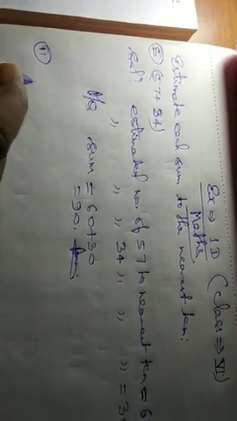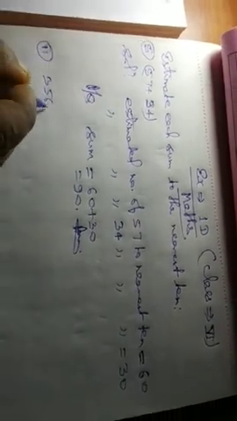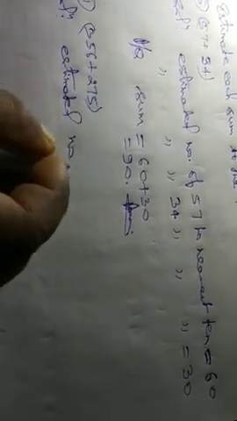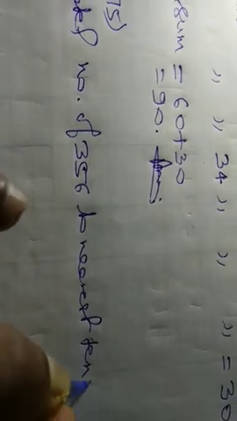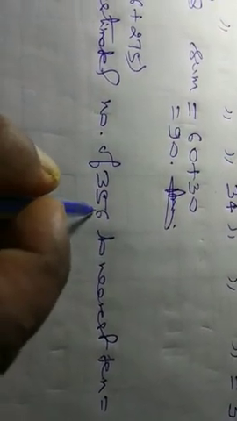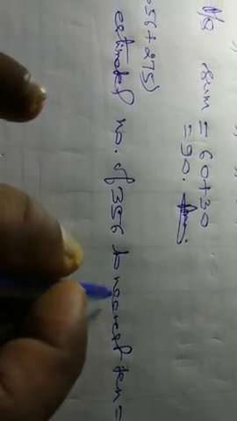Question number 11. 11 question is 356 plus 275. Solution is estimated number of 356 to the nearest 10 equal to. Estimated number of 356 to the nearest 10.